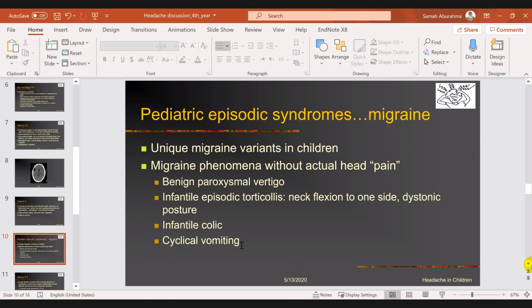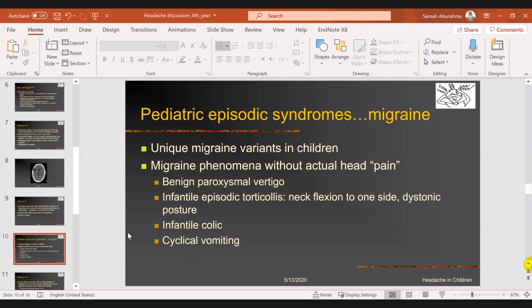And another very interesting condition is cyclical vomiting. These children have severe vomiting over 2-3 days. All investigations are normal. He goes to the hospital, sees the doctor, gets an endoscopy and all kinds of investigations. Everything is negative. Cyclical vomiting is one of the pediatric migraine episodic syndromes. Okay? So, high topic, it's a bit tough.